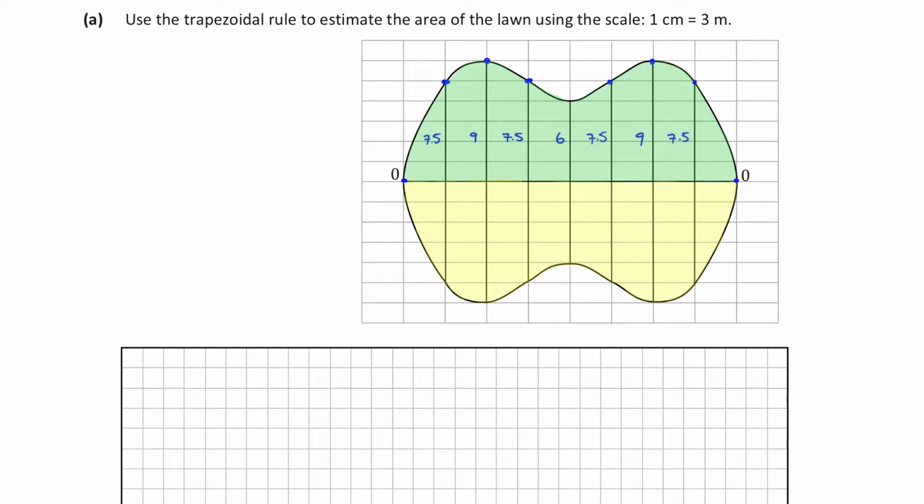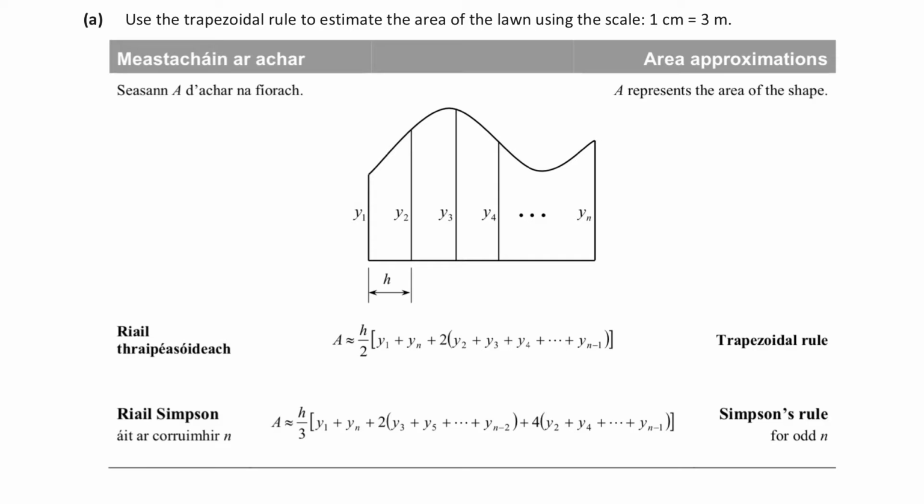So next it asks us to use the trapezoidal rule to estimate the area of the lawn using the scale 1 centimetre is equal to 3 metres. You can see here I've shaded in two shapes. The top one is in green and the bottom one's in yellow, just to highlight the fact that they're symmetrical. So I can use the trapezoidal rule, which I know from the log tables, and we can see it there on page 12. The trapezoidal rule is just down here.